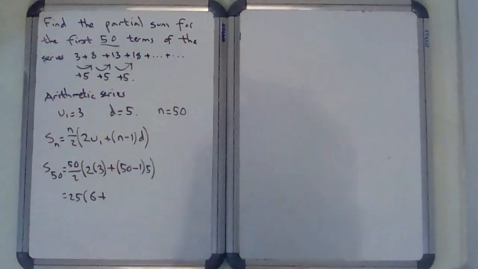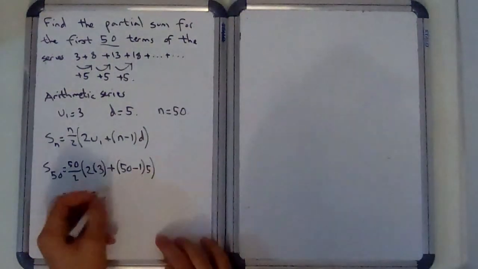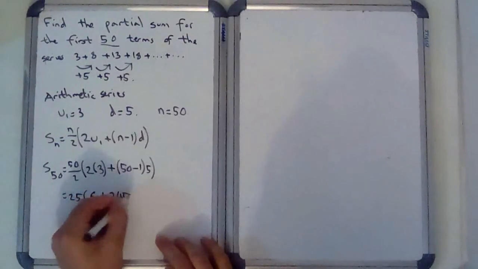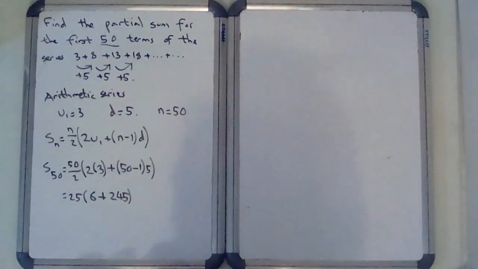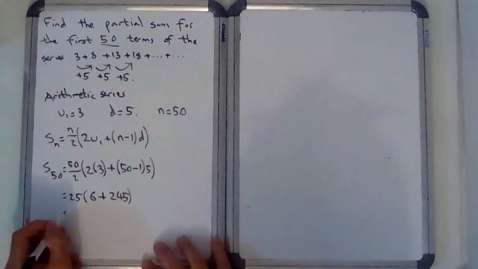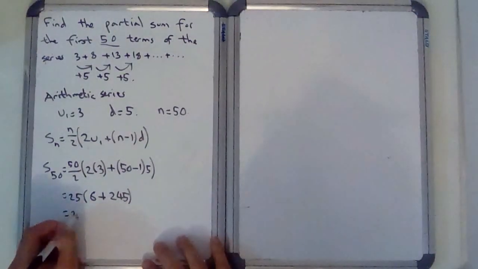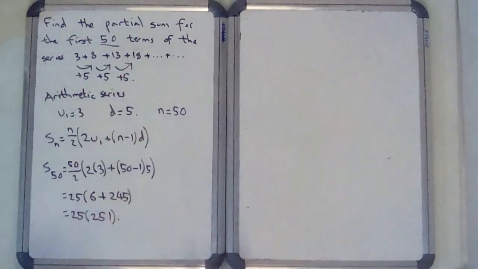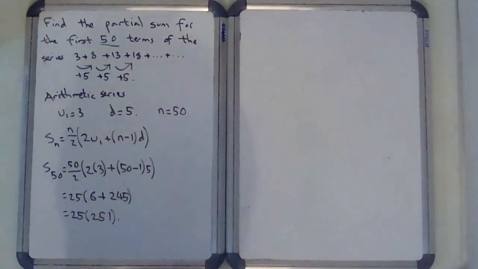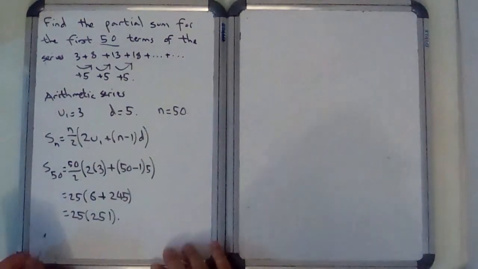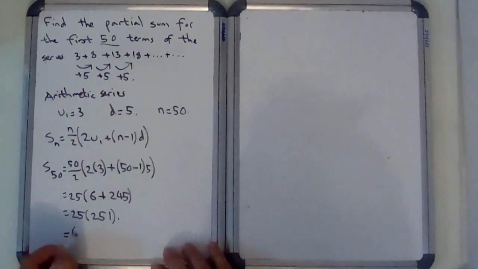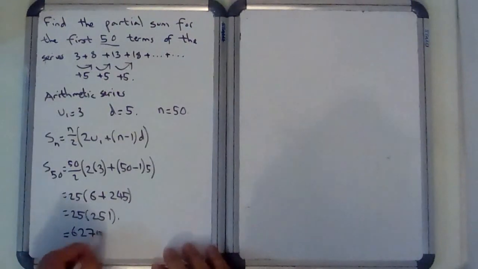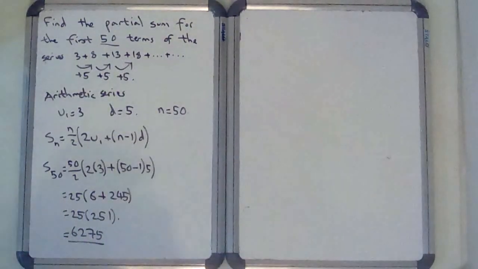50 times 5 is 250. 1 times 5 is 5, so that must be 245. In there, 245 plus 6 is 251, so 25 times 251. And at that point, I would probably consider consulting a calculator. 25 times 251 is 6,275.